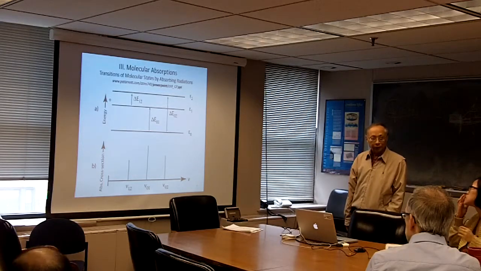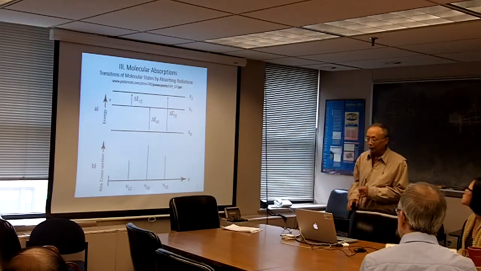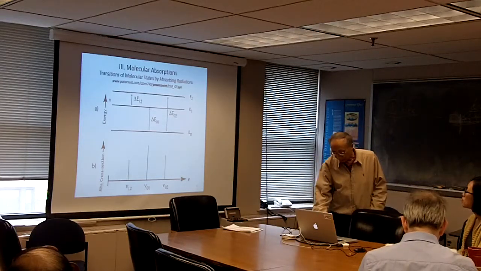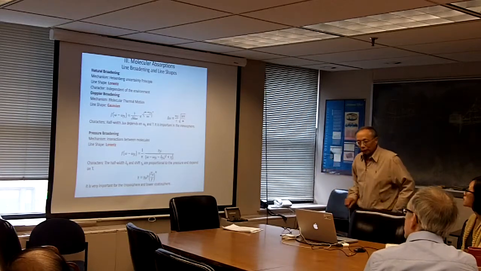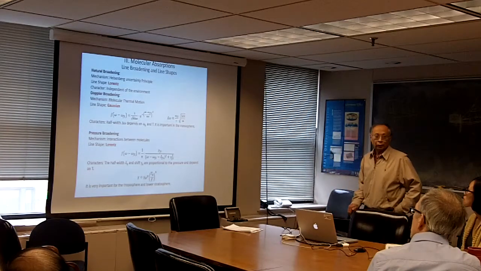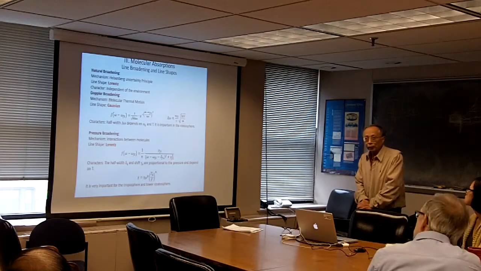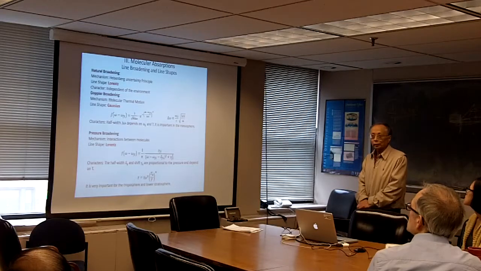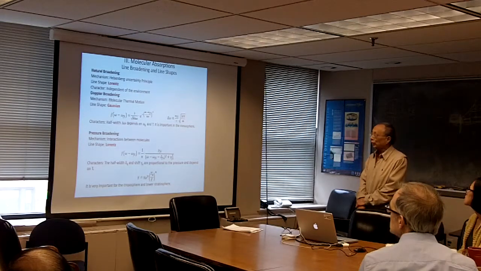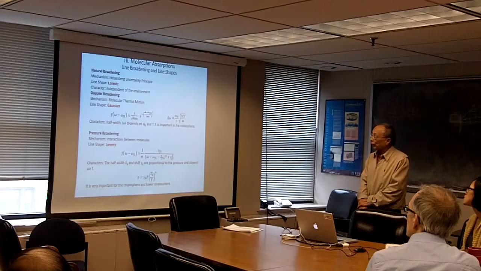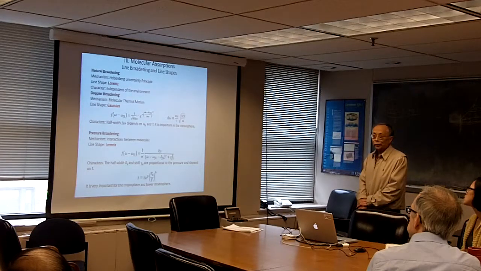But in reality, the line is not like a delta function. This looks like a delta function, but in reality it is not. So we have to talk about the line shape. The line is not a delta function; it becomes broadened. There are three mechanisms that cause the broadening. One is the natural broadening. The mechanism is the Heisenberg uncertainty principle. The line shape is Lorentzian, and this is independent of temperature and pressure.